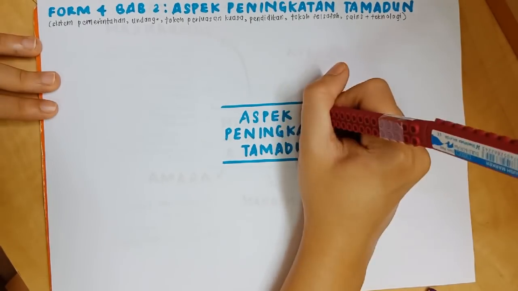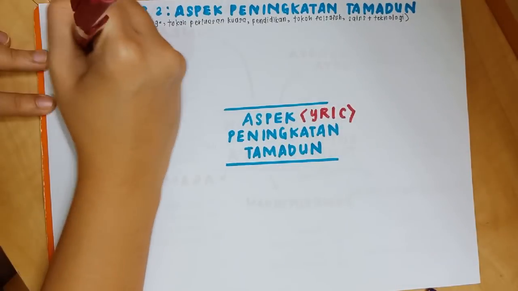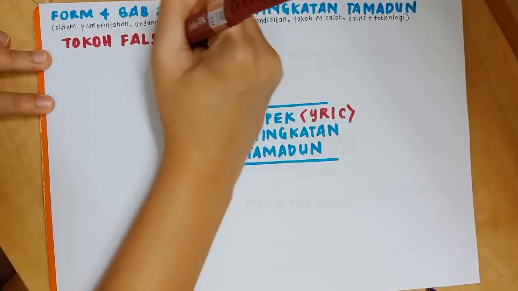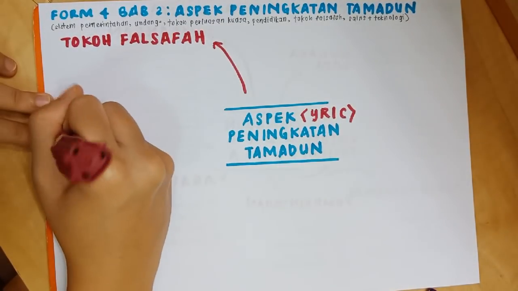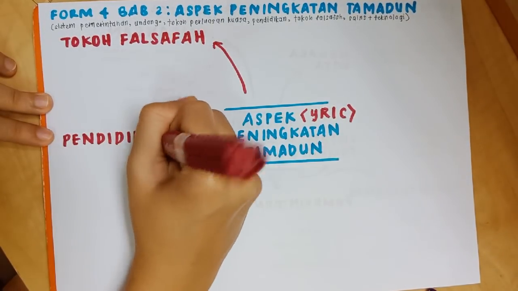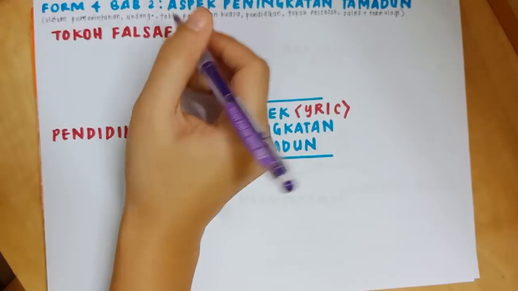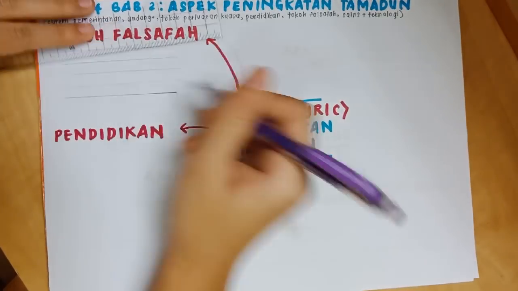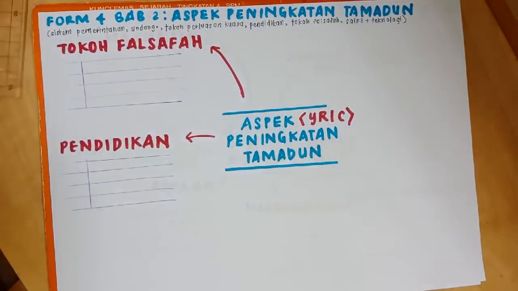I'm writing down YRIC in red to remind you all of the Tamadun which we are covering, which are Yunani, Rome, India, and China. So the first branch is Tokoh Falsafah and the second branch is Pendidikan. Again, I'm drawing tables for both of these. And then at the left hand side of the table, I'll just be writing YRIC.